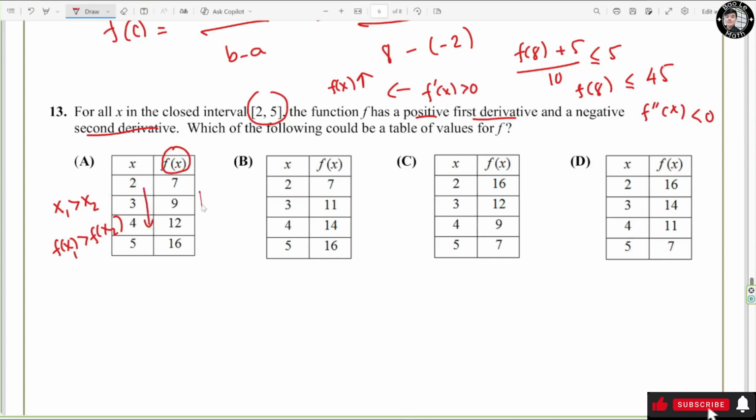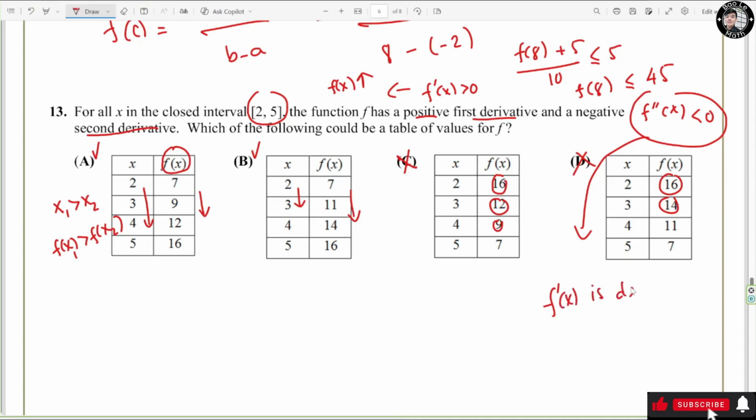The y value is increasing right here. So A right here could be right. B right here could be right, because s is increasing and y is increasing. Now C, f of s is decreasing, so this one is wrong. D, f of s is decreasing, so this one is wrong. Now f double prime of s less than 0 tells us that f prime of s is decreasing.